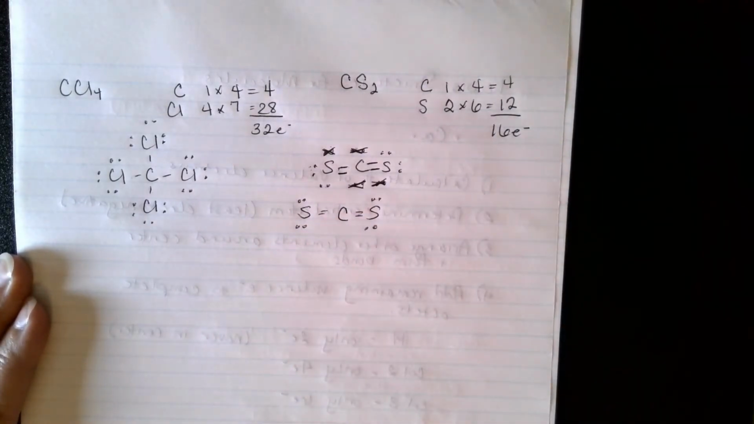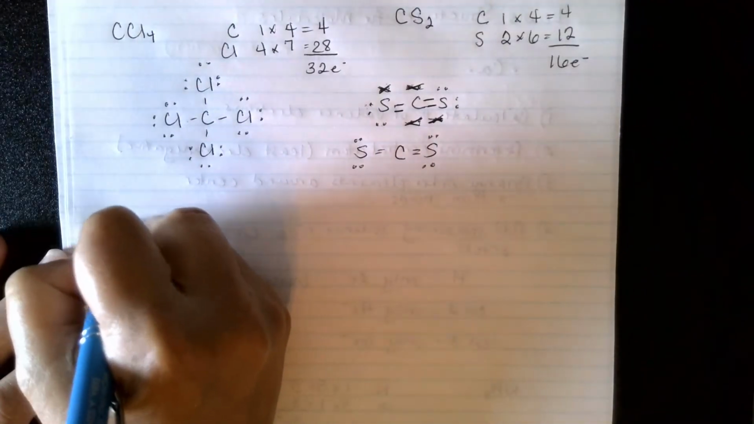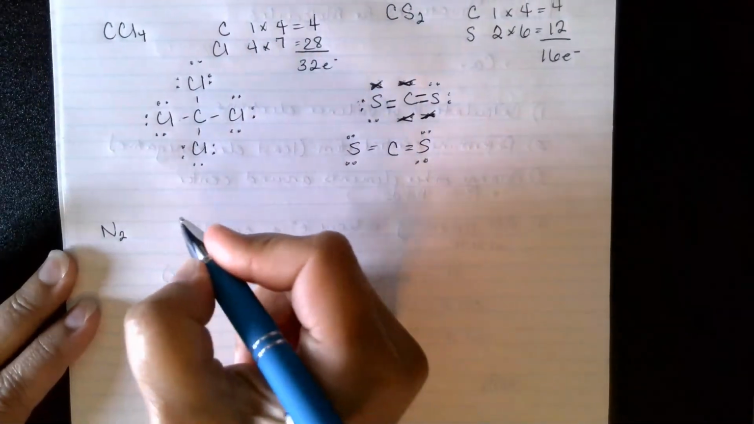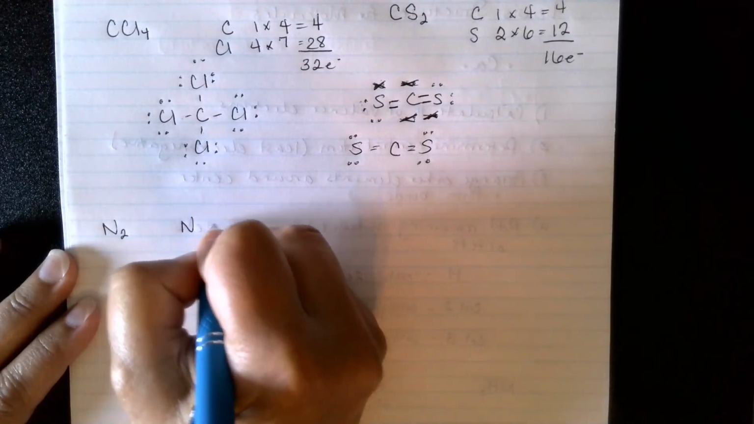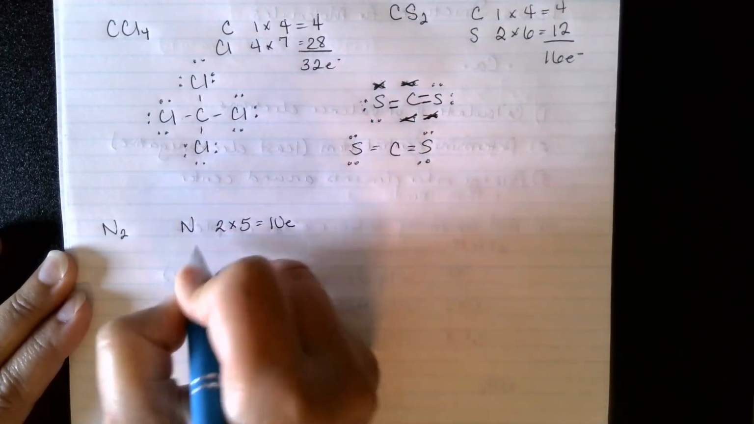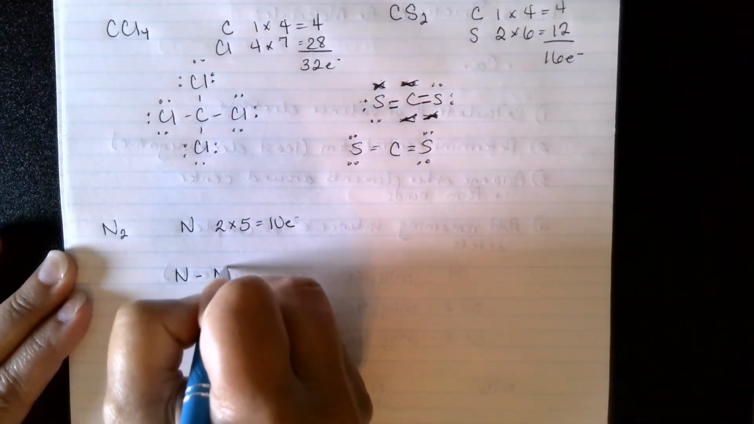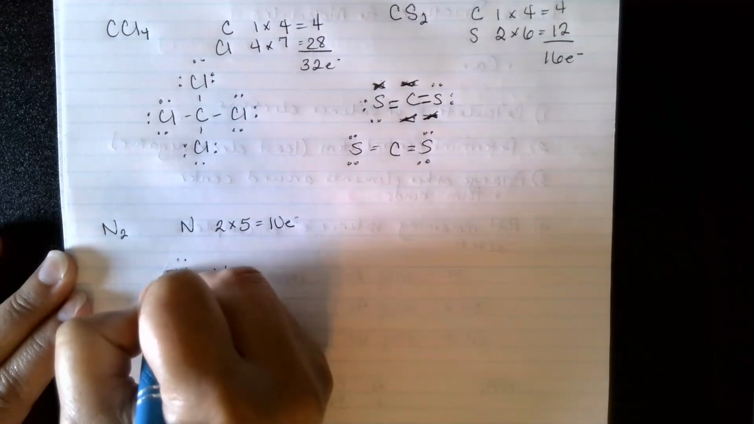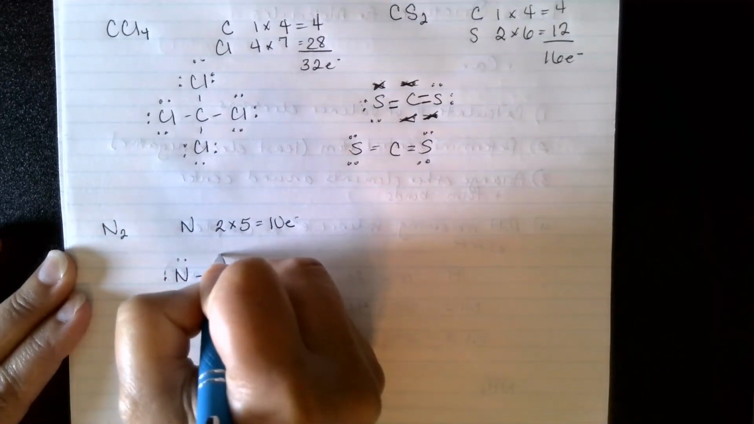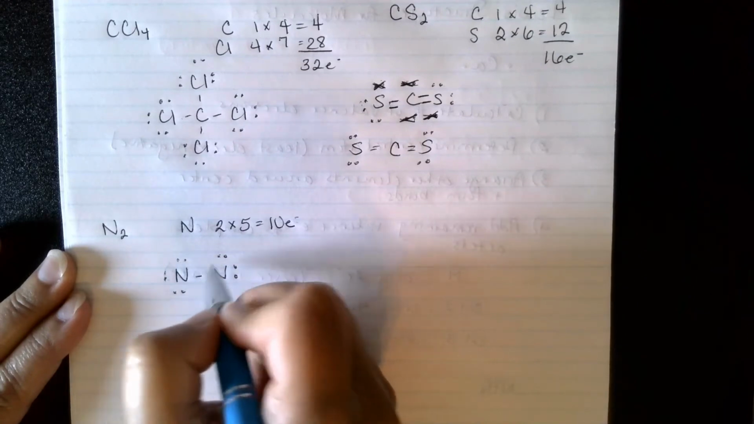Like that. Okay, how about we try N2? So 2 N's and they're in column 5, so it'll be 10. So N to N, and then give everybody an octet. 2, 4, 6, 8, 10, 12, 14.